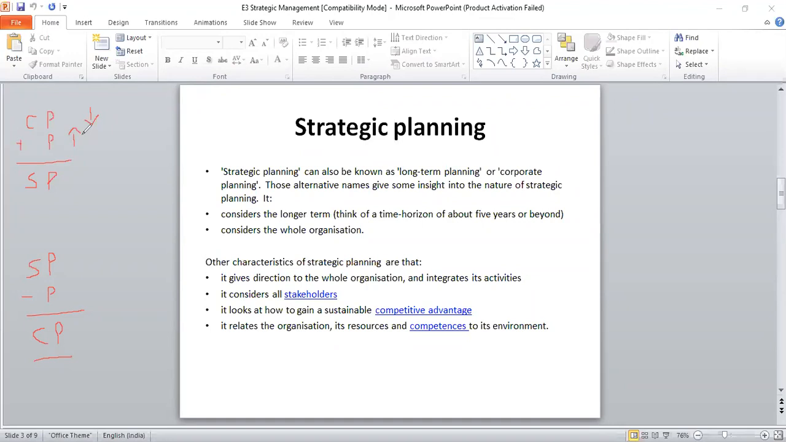So the strategic planning considers the entire organization and all the stakeholders. The course of action which it would adopt for a long period of time should be understood. Then the organization has to understand what resources are available, the competencies of the organization and its members, and relate them to the environment. Can they survive in the external environment and be able to achieve their objectives?